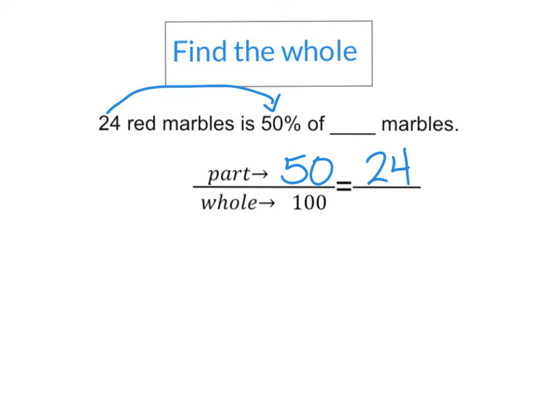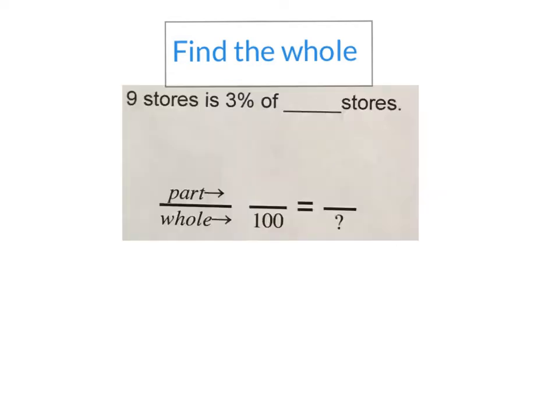And so for this one, I can use just some mental math reasoning. Since 50 is half of 100, I need to find what's twice as much as 24 to figure out the whole. And so I can fill in 48. 24 is 50% of 48.